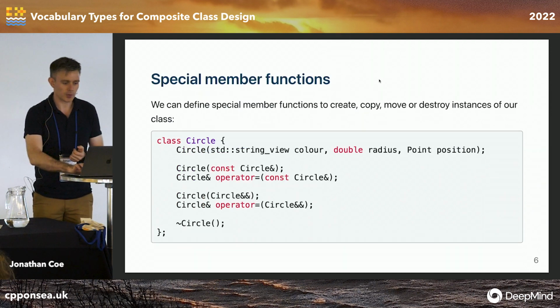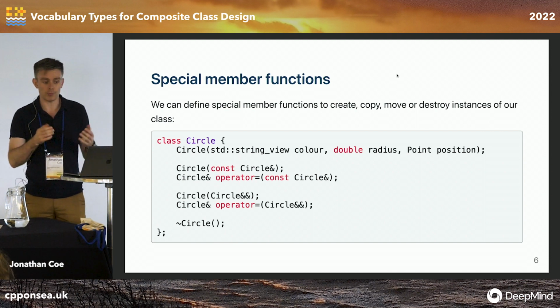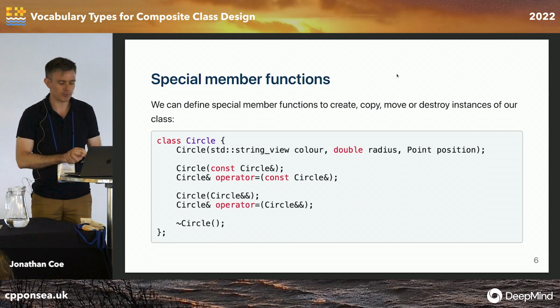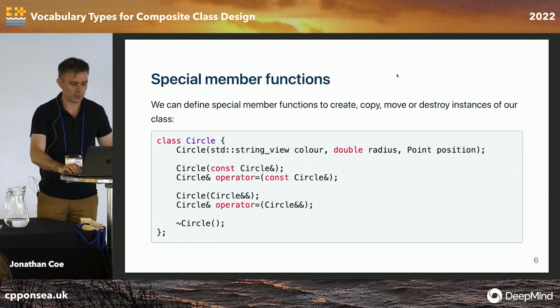So for these composite classes, we'll have a desire to move the objects around, possibly construct them, probably destroy them, quite likely, and maybe copy them. So the language defines these special member functions which are used to create these copies, moves, or destructions of instances of our class. So our circle, you might want to give it its color and radius and position on construction. And then you have a function to copy it, which takes this const circle ref, a copy assignment which assigns from a const circle ref, and then two functions to move it, and a function to destroy it. So hopefully all this is reasonably familiar.